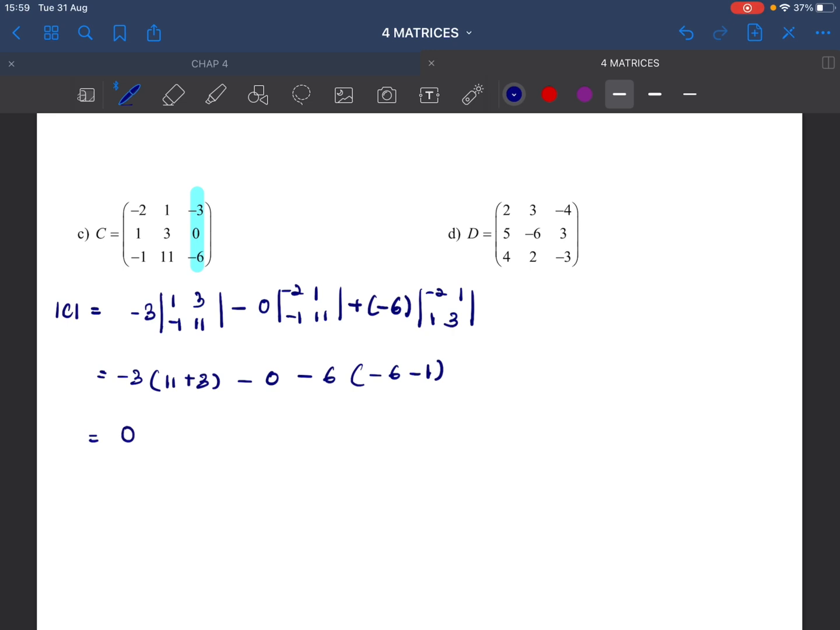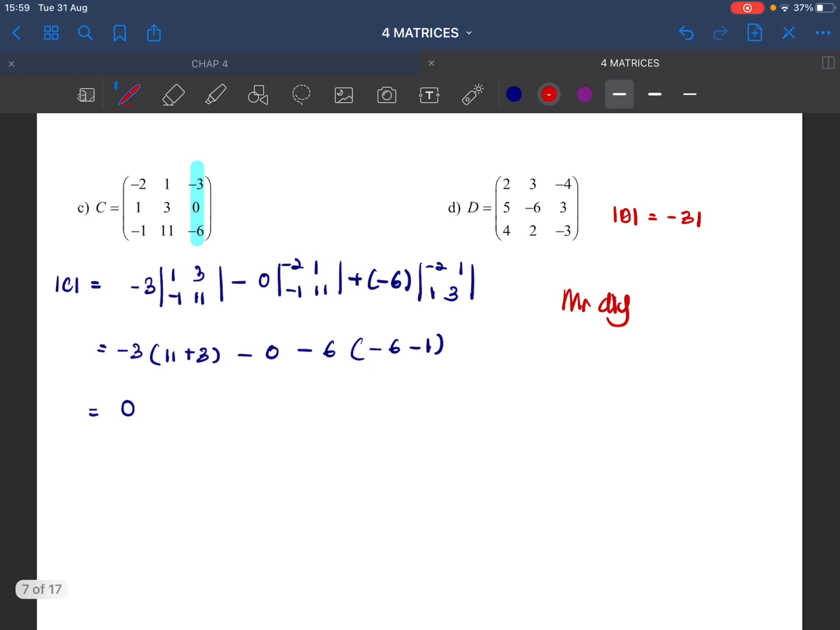Okay, so betul tak jawapan kamu? Kita akan dapat 0. So determinant can be 0. As I said earlier, determinant can be 0, can be negative. So janganlah rasa jawapan kamu tu salah. Okay, so here is the answer is determinant of D equals to negative 31. So make sure you do this. Okay, ada dua Mr. DIY. Soalan ni dengan soalan yang sebelum ni. Okay, so that is all. Next kita akan tengok properties of determinant.